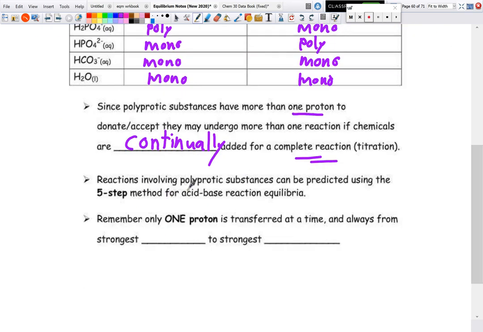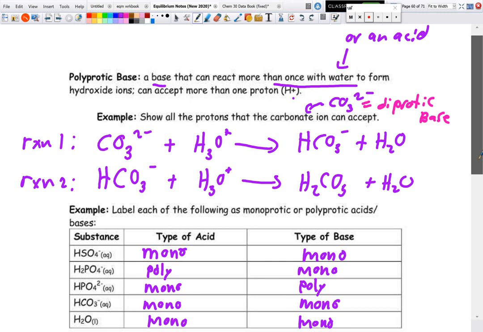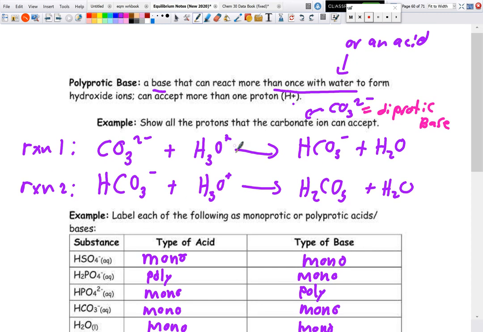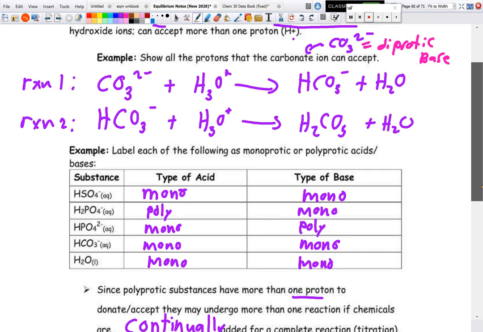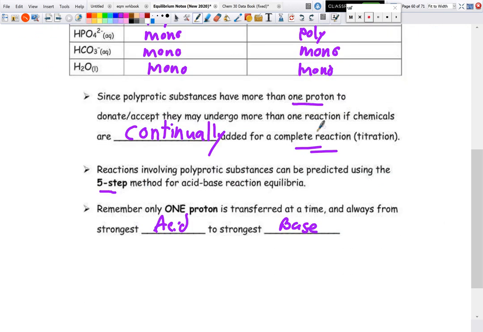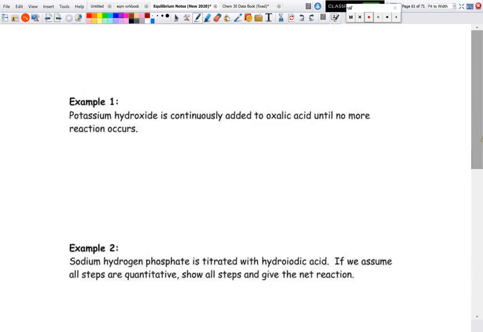So we can predict what reactions would happen by using our 5-step method if we want to, because we have to remember only one proton is transferred at a time from the strongest acid to the strongest base. So when we complete one reaction, like reaction 1, once the carbonate is completely used up, because we assume a quantitative reaction, we produce nothing but HCO3- and H2O. Once we're done, there's no more CO3 2-, no more carbonate ion. We completely use it up. And that's basically when we're doing these titration type things, that we can predict how much is there.